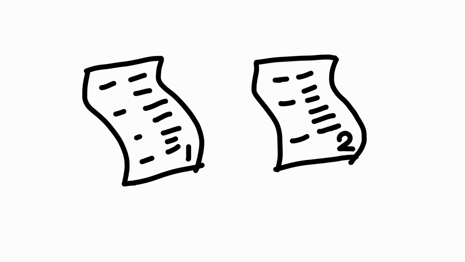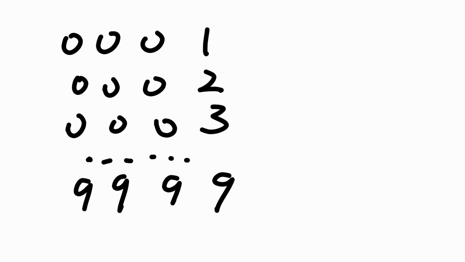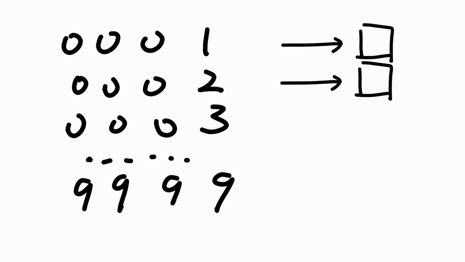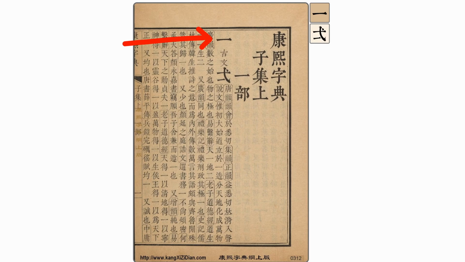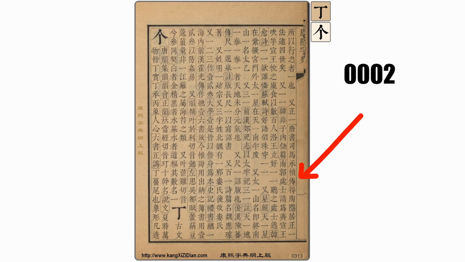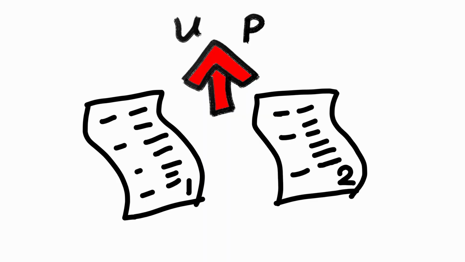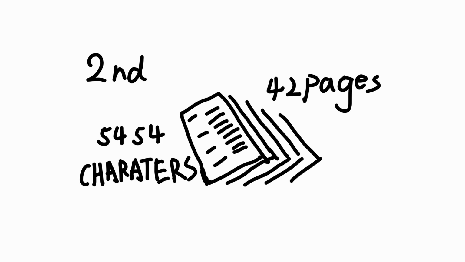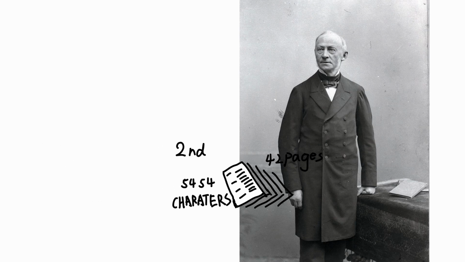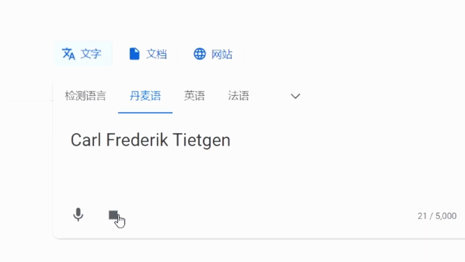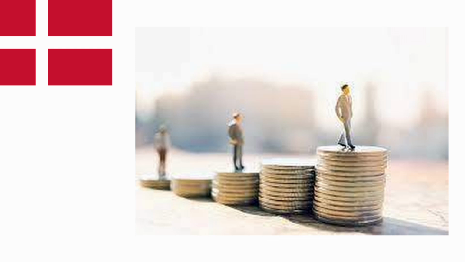Following this way, he used the numbers from 0001 to 9999 to correspond to the characters. For example, the first character of the Kangxi Dictionary is 0001, excluding the unusual characters. 0002 is the second character, 0003 is the third. After that, Hans continued to upgrade his first draft, and the new draft had 5,454 characters. This new draft was sent to Carl Frederik Tietgen, who was a Danish financier and industrialist.